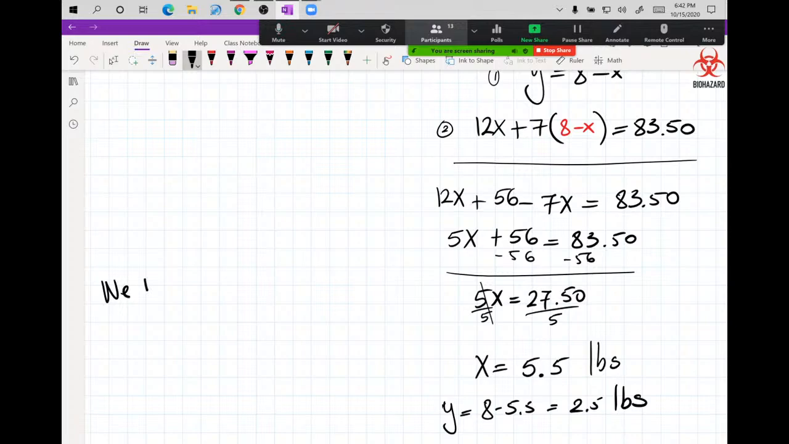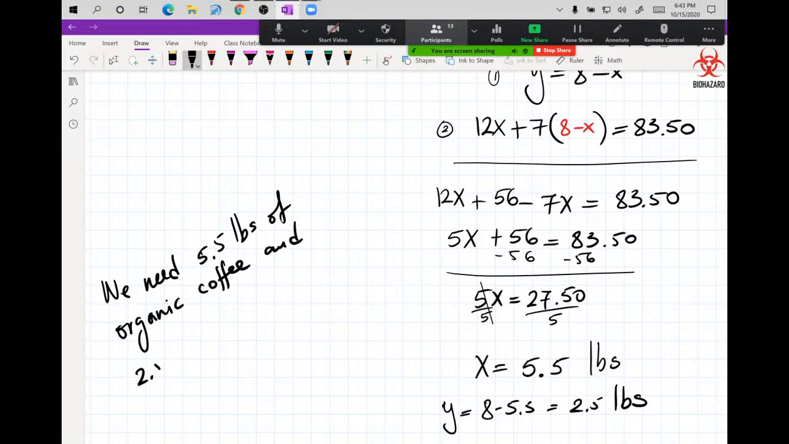So we need 5.5 pounds of organic coffee and 2.5 pounds of the other one.